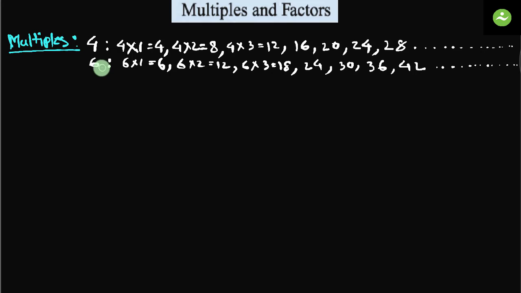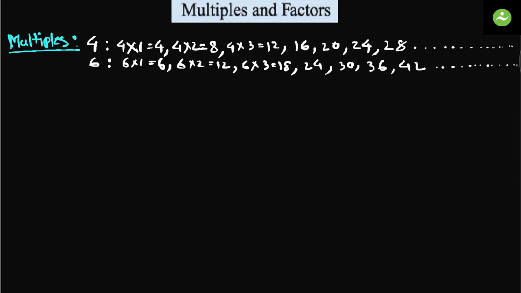So these are the multiples. How do we get the multiples? Just multiply by 1, 2, 3, 4, 5, and we get the multiples of a number. Next, after multiples, we will learn about common multiples.